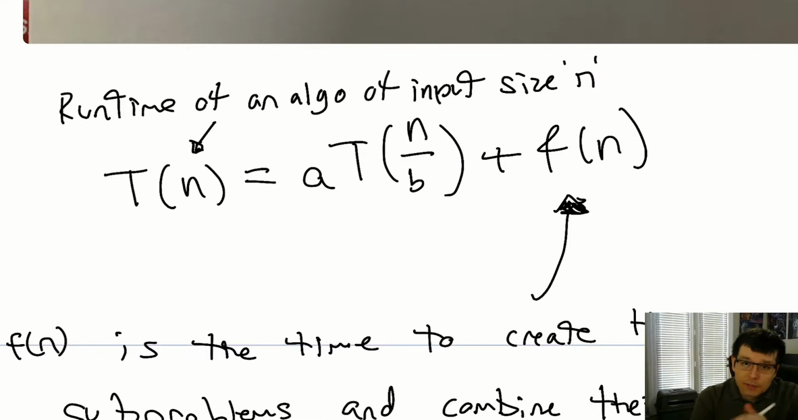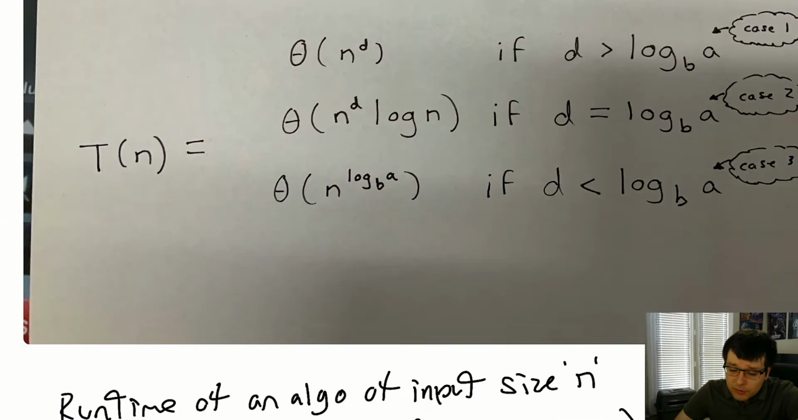If we're at the top, then it's something like T(n) plus f(n), and f(n) has a lot of work to do. So once you understand that this is how the recurrence relation is set up, then we can understand why the Master Theorem works the way it does.